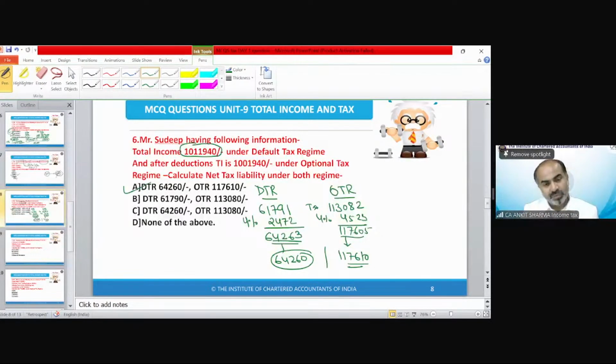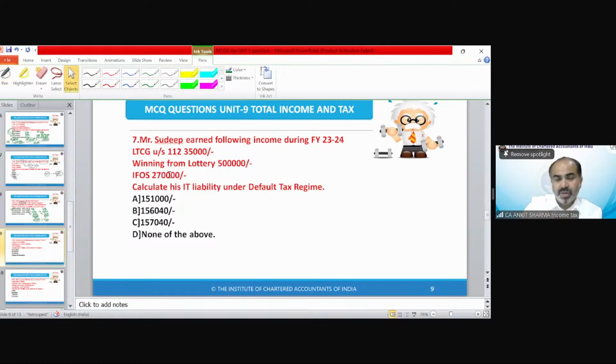Let me tell you, these kinds of questions are going to be asked in examination. So what we are solving is almost those kinds of questions which could be asked in your examination. And these minute things, that is rebate, surcharge, cess, multiple of 10 rupees, etc., really matter in your examination. Next is question number 7.